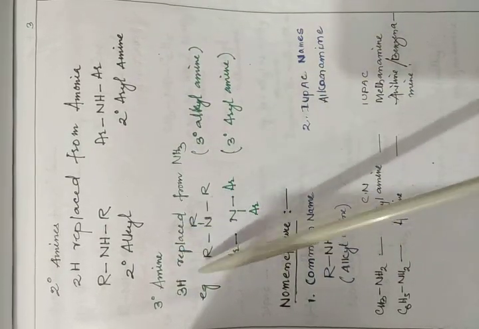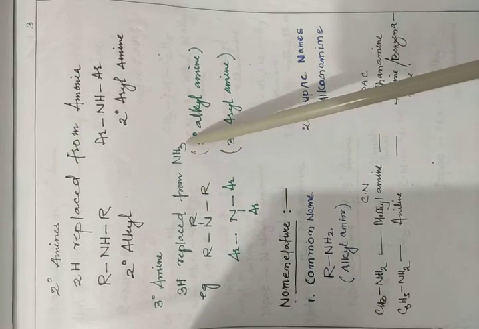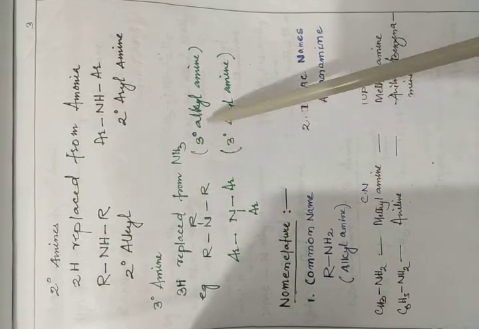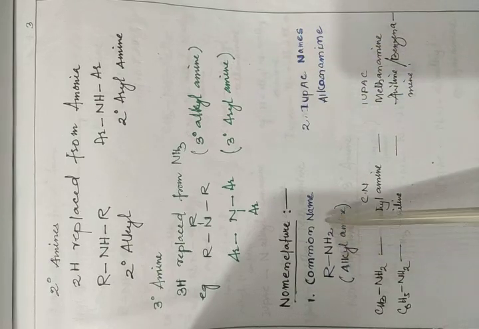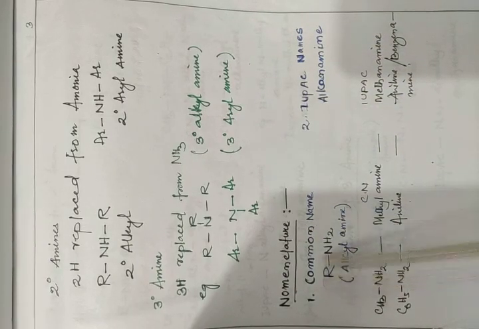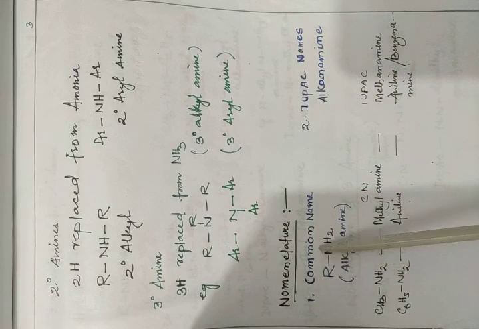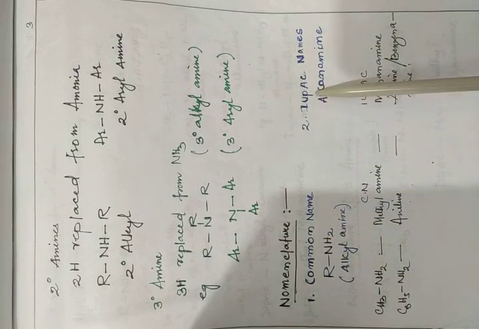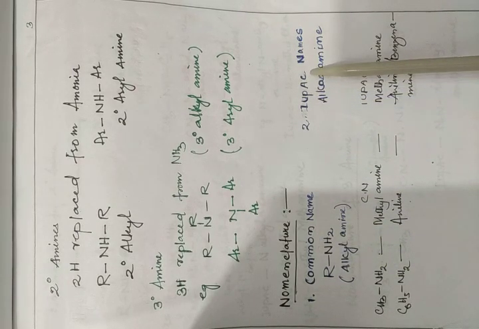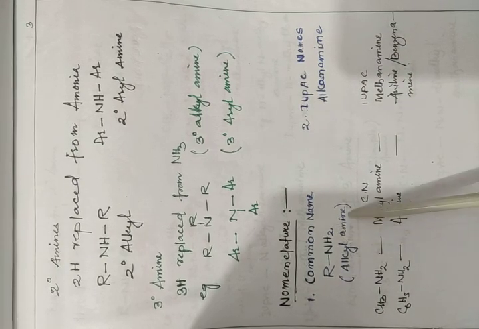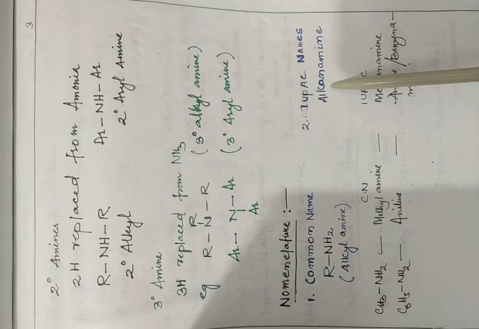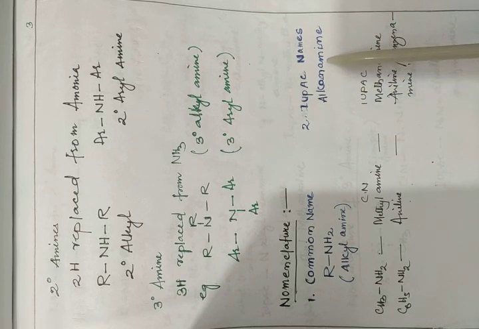Then now here 3 degree, also 3 hydrogens replaced from ammonia, then R 3 times, then alkyl amine or aryl amine. Now this is the nomenclature. Nomenclature, we have 2 types. One is common name, and another is IUPAC name. So RNH2, that is an alkyl amine. In the IUPAC name, we will say alkanamine.